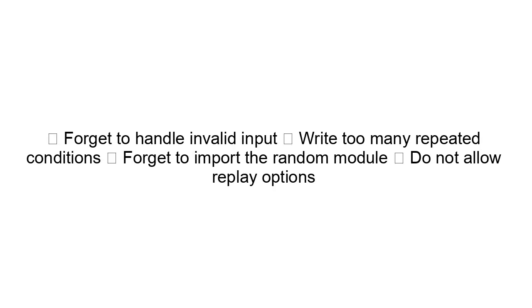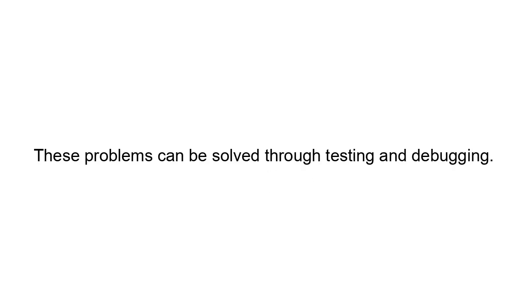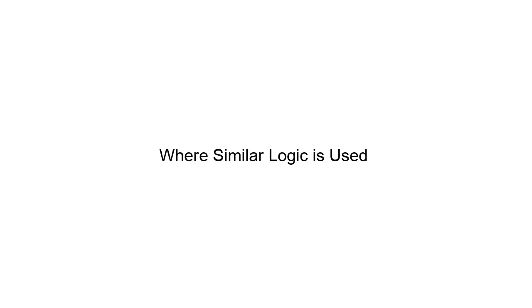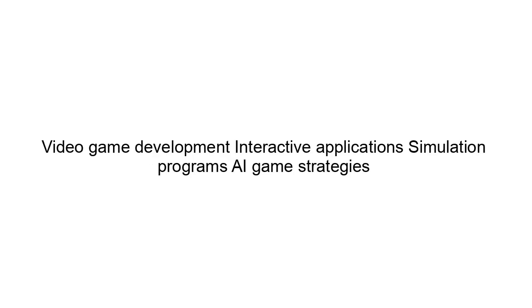Common mistakes beginners make. When building this project, beginners sometimes forget to handle invalid input, write too many repeated conditions, forget to import the random module, or do not allow replay options. These problems can be solved through testing and debugging.